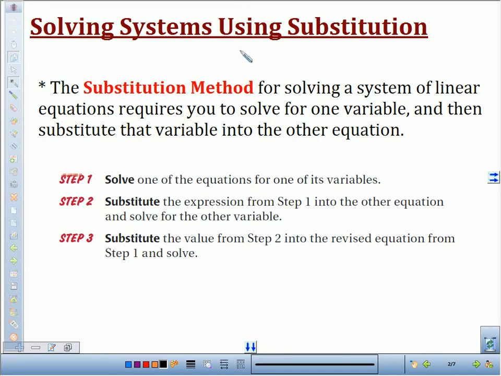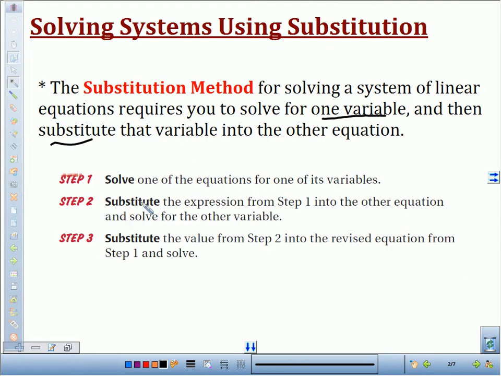Now, the substitution method for solving a system of equations requires you to solve for one variable and then substitute that variable into the other equation. So we have three steps to work with when we're doing the substitution method. Step 1 is to solve one of the equations for one of its variables. Doesn't matter which equation you solve for which variable. That's up to you.